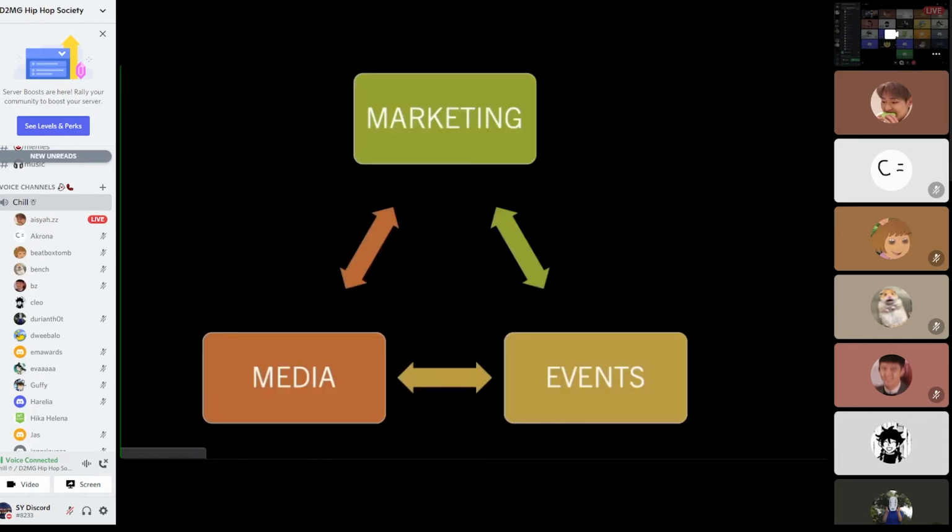So as I said earlier, marketing is, I wouldn't say it's the middle person, but in a way, yeah, you're like the driving force of the society. Why I say it's the driving force is because you're like the base front of things. Events and media mostly work behind the scenes. They do the planning, they do the designing, but marketing is the one that presents it to the community.